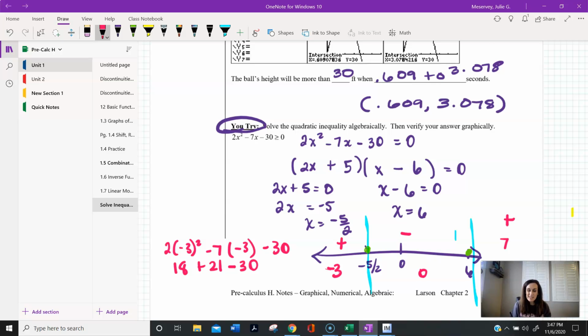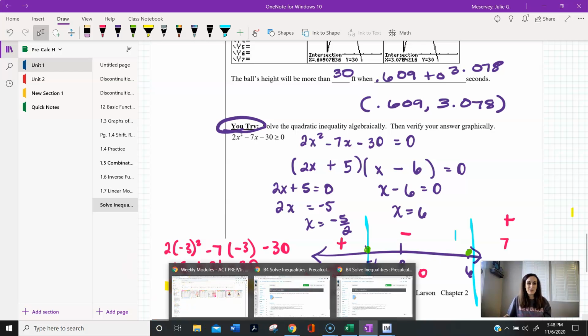So solving the inequality, I want positives. So my answer in interval notation is going to go from -infinity to -5/2, and we're going to include the -5/2. Union. And then we're going to pick up at 6, include the 6, and go to infinity. So there you have it. There's our solution algebraically to the inequality.